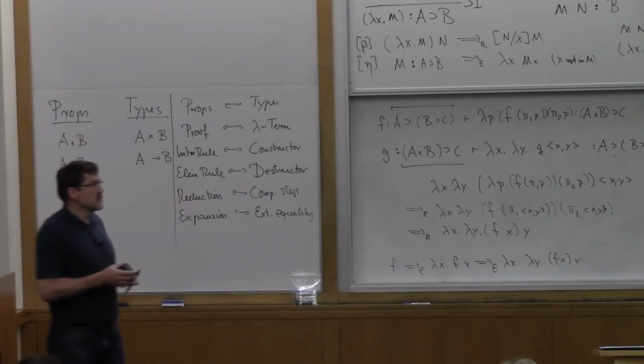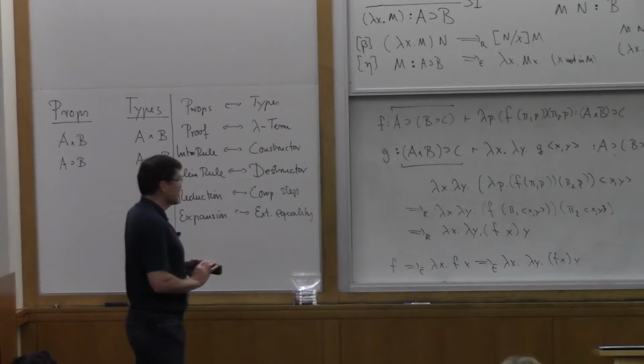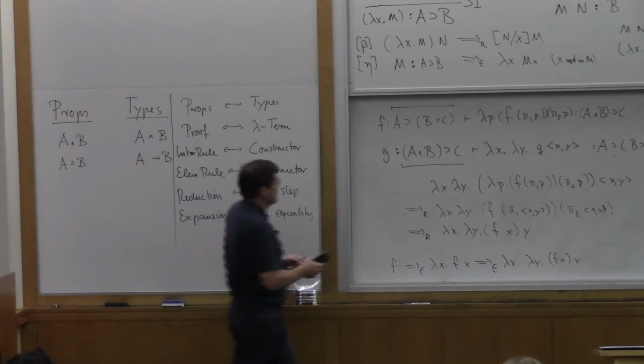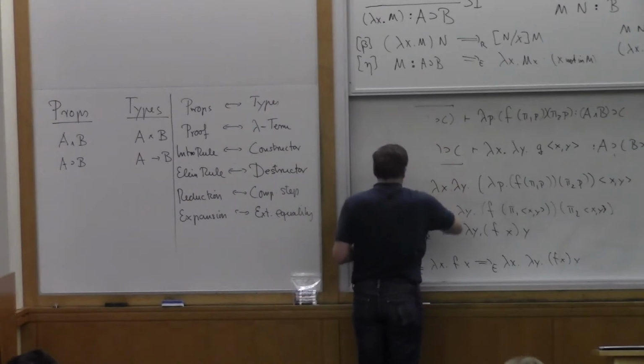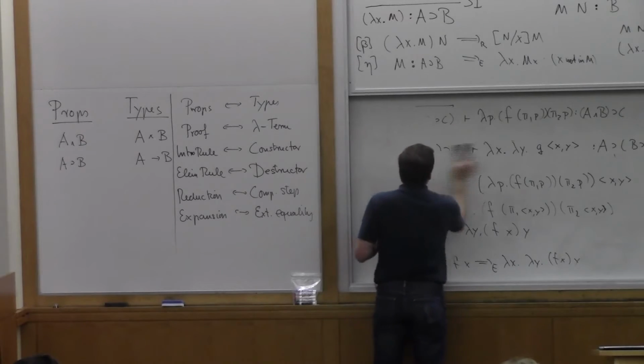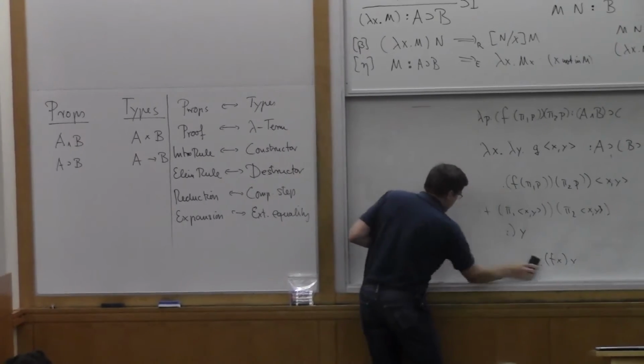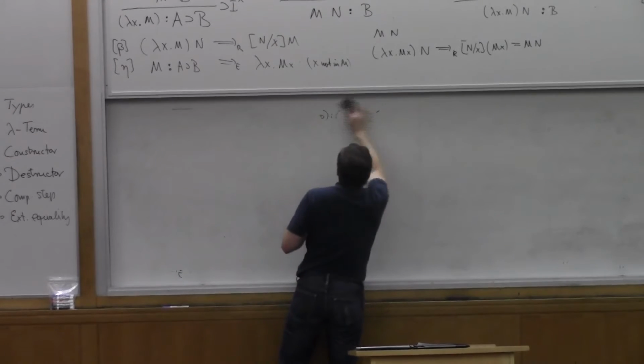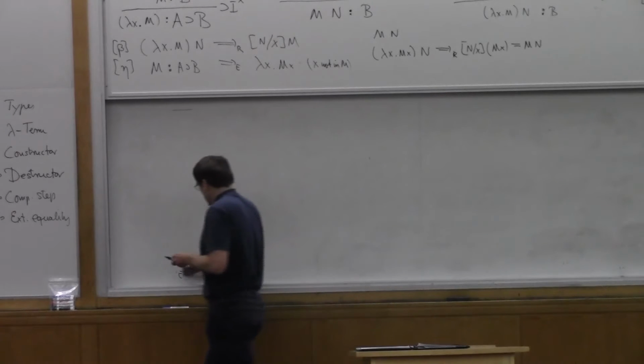Okay, so let's complete our program. The completion of our program would be to fill in more of this table. I'm going to do disjunction next, and then I'm going to fill the gap from last time when I didn't introduce falsehood. Some people have asked me about that.